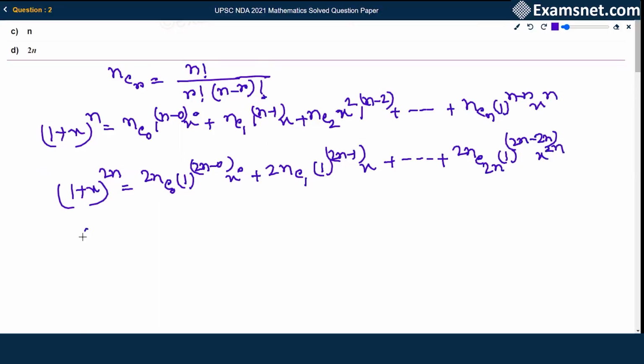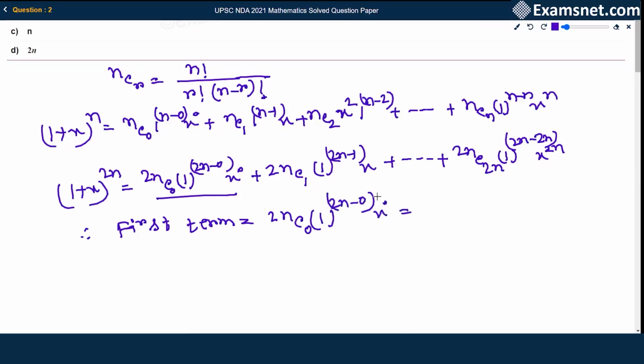Okay, so here, therefore, the first term, that is this one: 2nC0 (1) whole to the power 2n minus 0 x to the power 0. This will give us the value 1, correct? Next, the last term.